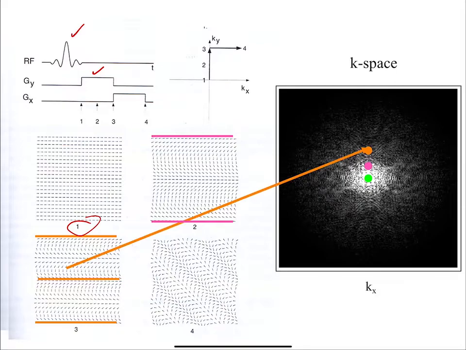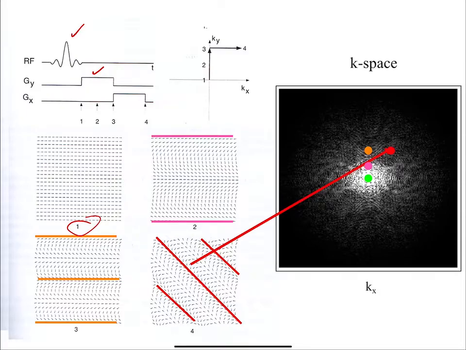Then we turn off the gy gradient, so we're not going to accumulate any more phase variation in the y direction. We're going to keep what we had accumulated. I'm going to turn on the gx gradient at this point, and this is going to add spatial variation in the x direction. Combined with the spatial variation we already had in the y direction, that gives us a diagonal variation, shown in this plot here. So now we're out at this diagonal point in k-space. That's the basic picture you should have in mind as we're moving through k-space.